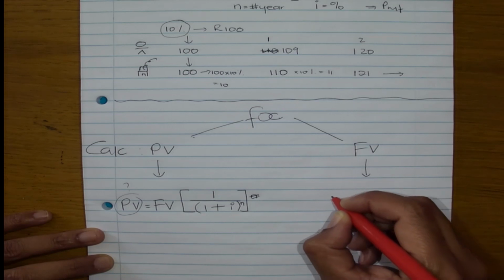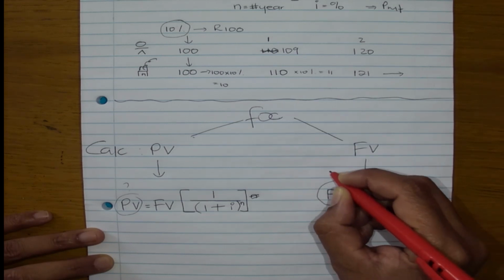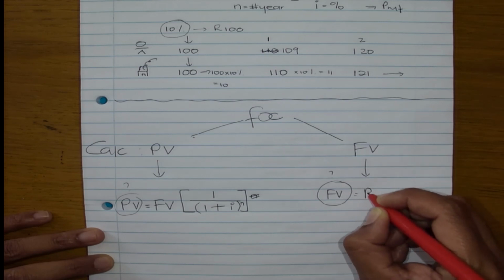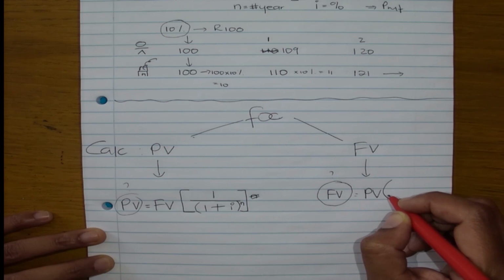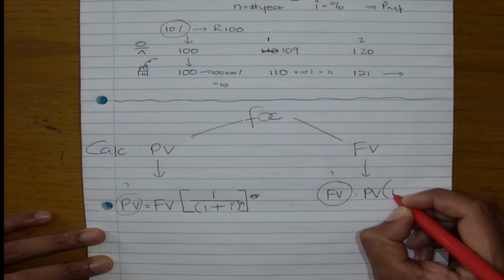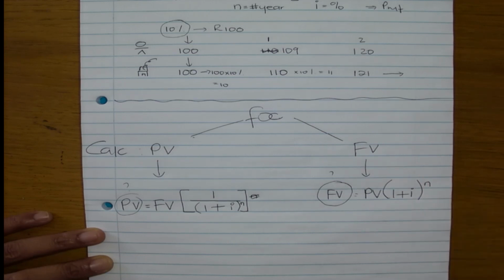So our formula for future value, remember this is what we want to calculate, is equal to present value, open bracket, 1 plus I, which is interest, N.